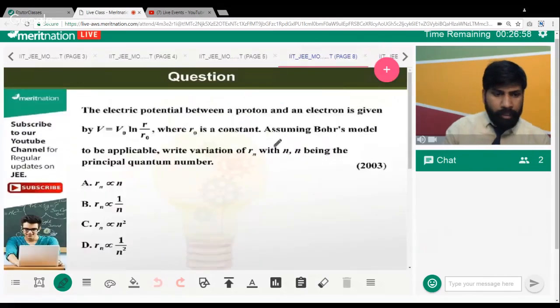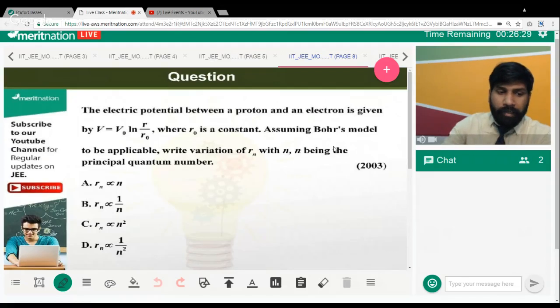So let's see the last question. Here you can see the electric potential between a proton and an electron is given by this relation. Assuming the Bohr model to be applicable, write down the variation of Rn with n, n being the principal quantum number.